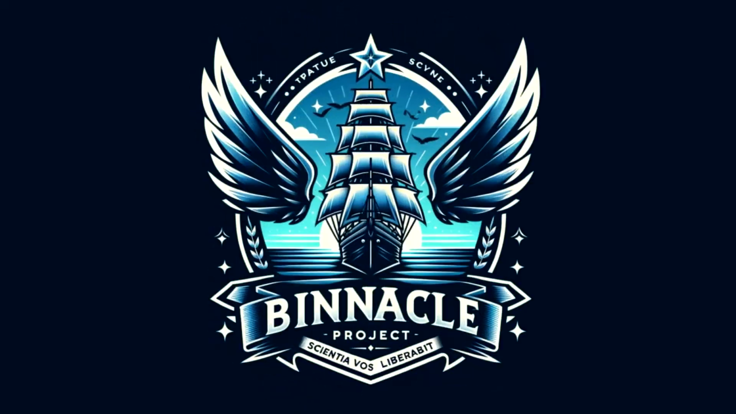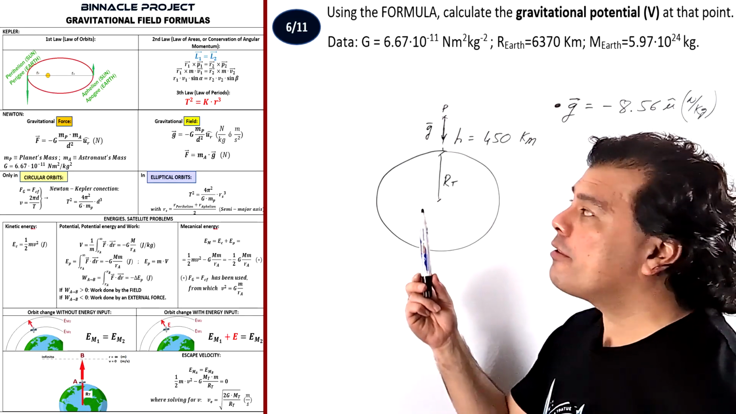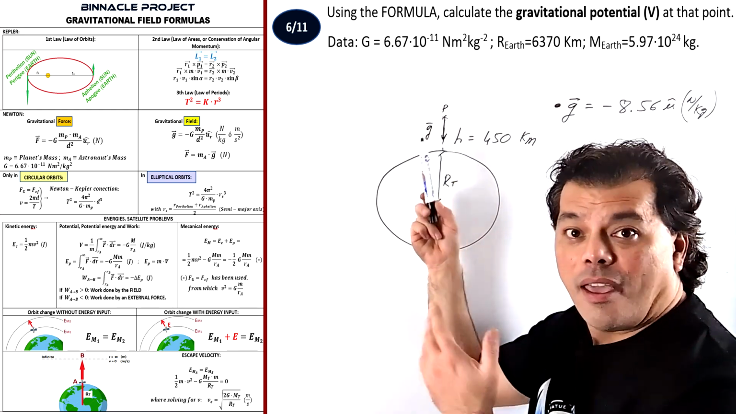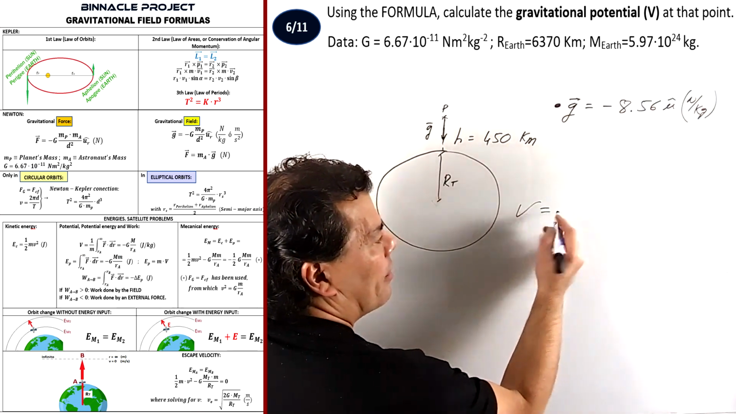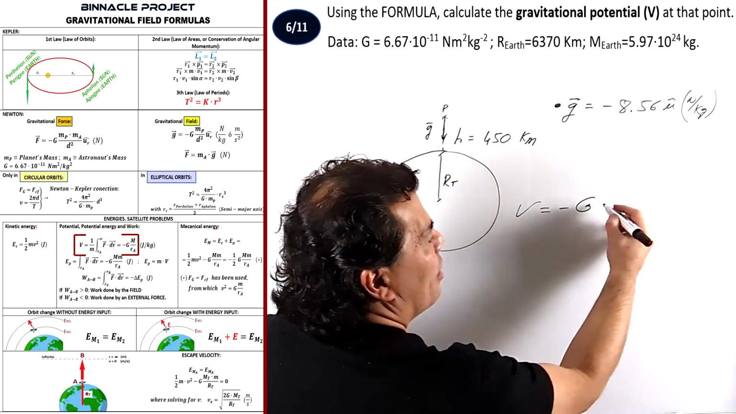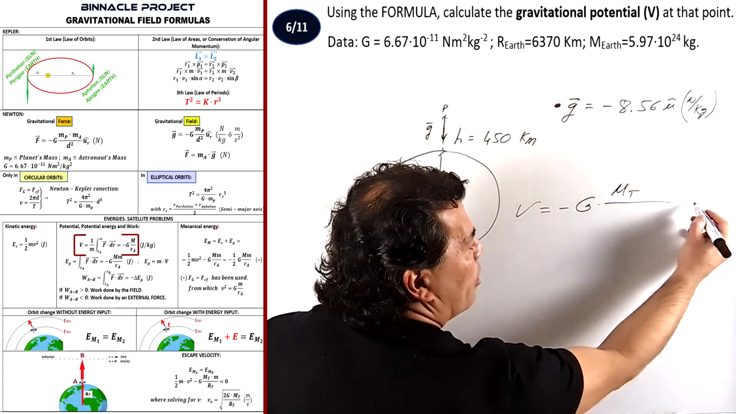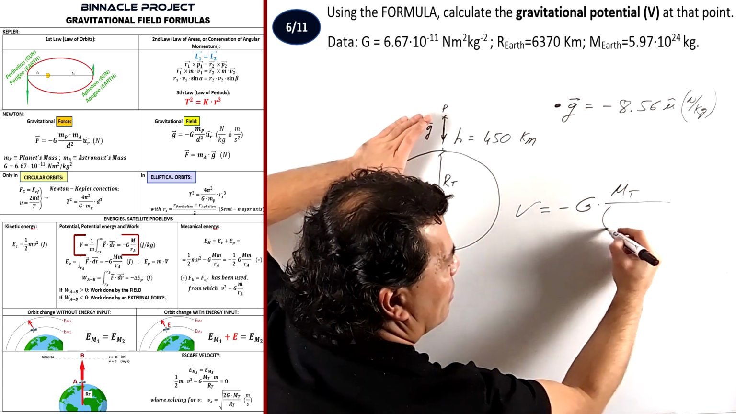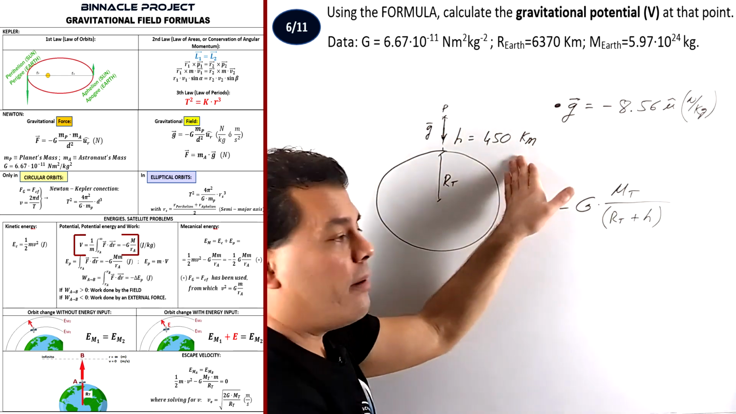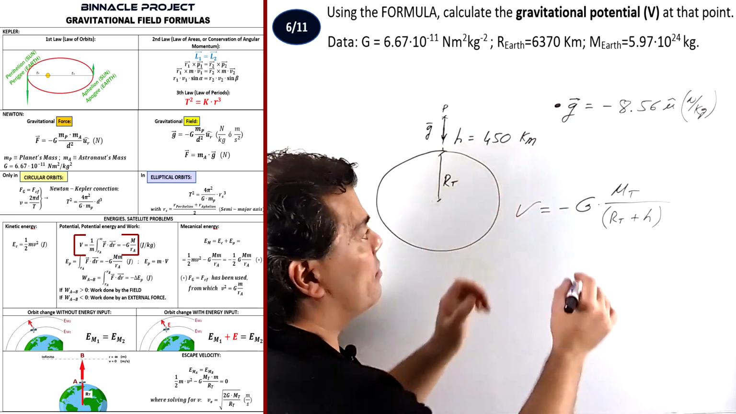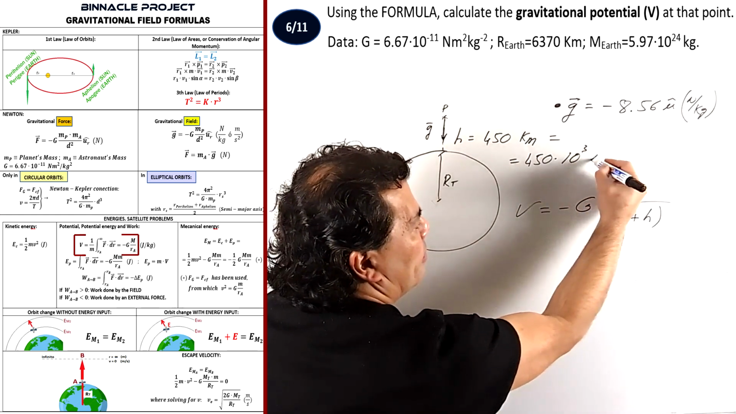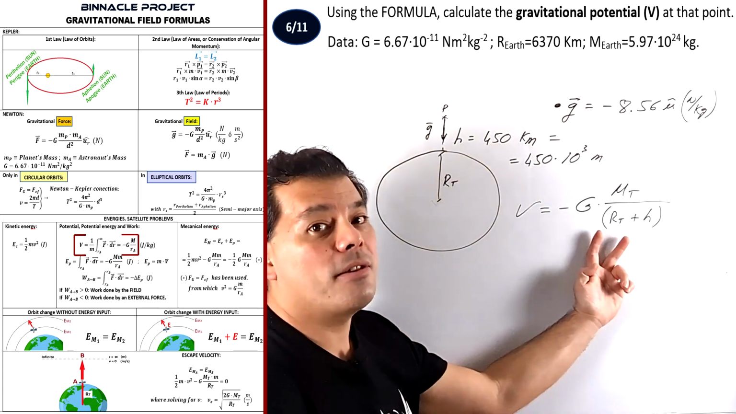The next section is asking us to calculate the other magnitude that we can calculate at points where there is no mass, like the gravitational potential. And we are using the formula that you already know. The gravitational potential equals negative the universal gravitational constant, multiplying the creating mass, that is the mass of our planet, divided by the distance, the radius of our planet plus the altitude. Don't forget, please, to place these magnitudes in meters. That is 450 times 10 cubed meters. Okay?